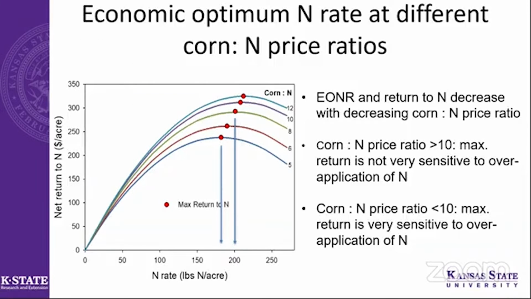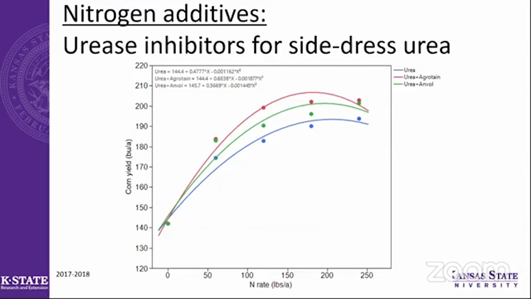Okay, so let's switch a little bit. The other question I often get is, what about inhibitors? Do we have opportunities there to improve efficiency and maybe make some money with inhibitors? And I think there are some opportunities there. I think the key is that we have to recognize in what situation we can benefit from some of the inhibitors or nitrogen products. And this is one that to me maybe is more relevant for you guys in this part of the state, which is urease inhibitors.